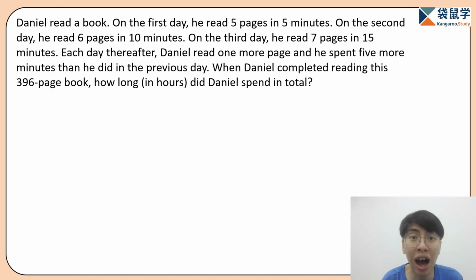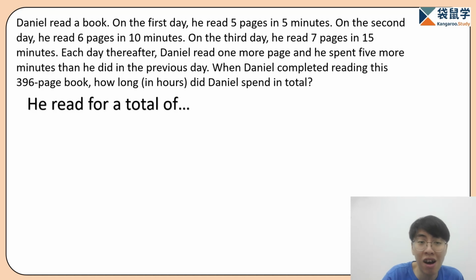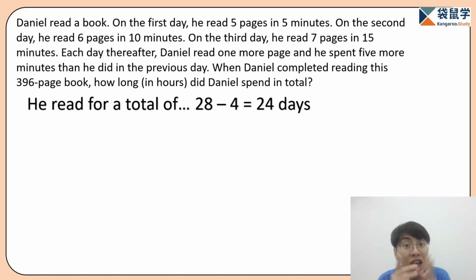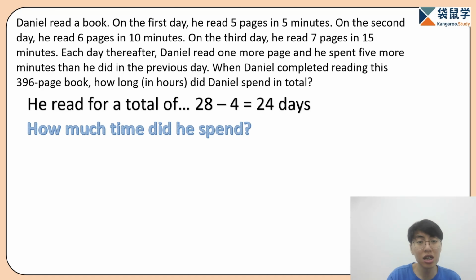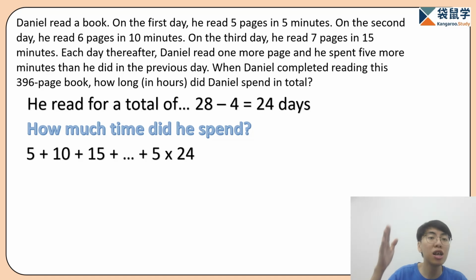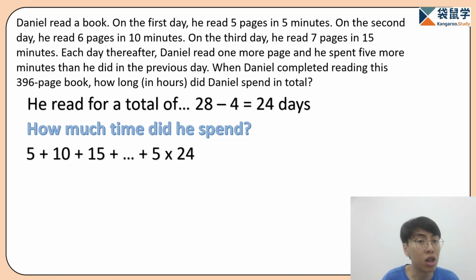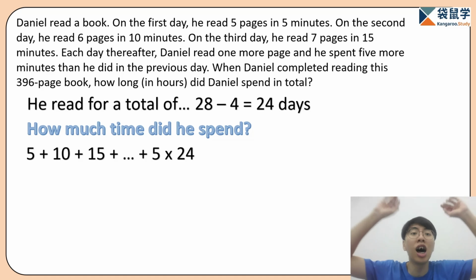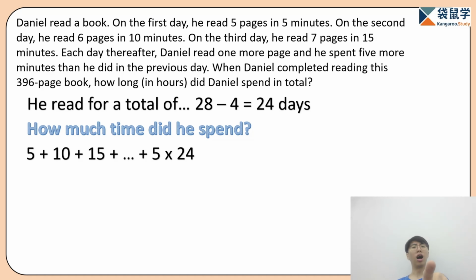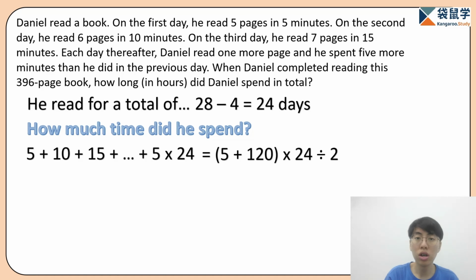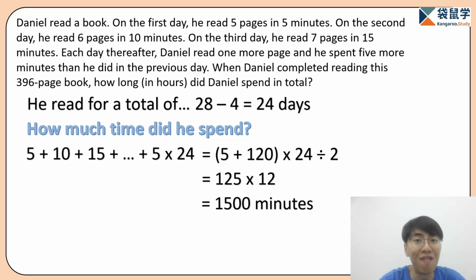24 times 5. So we have our arithmetic sequence here. Total of 24 days. Then our arithmetic sequence is just here: 5 plus 10 plus 15 and so on, all the way to the last day, 5 times 24. What can I do now? I can again apply the Gauss method to solve for this. It is just giving us the answer of 1500. So, is that our final answer?